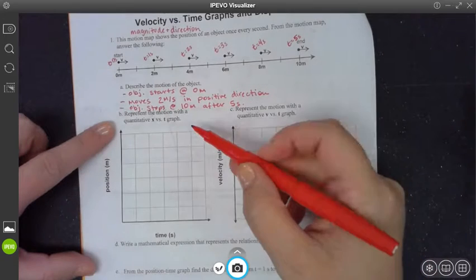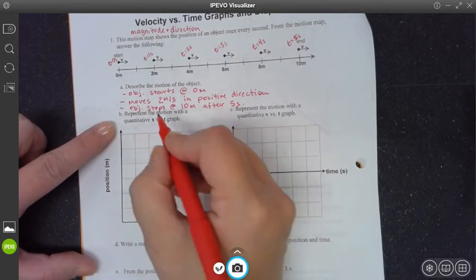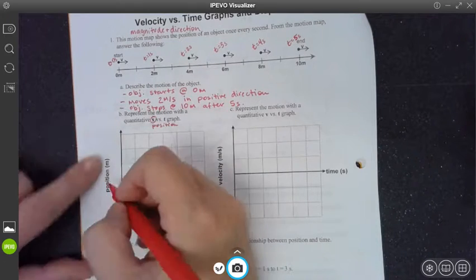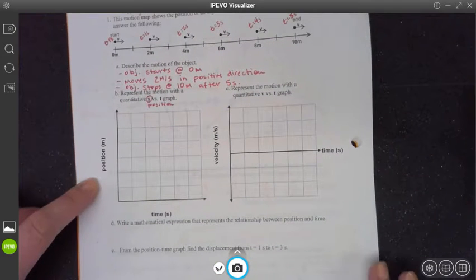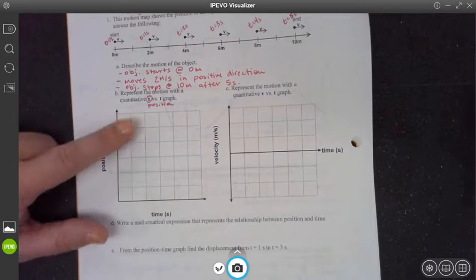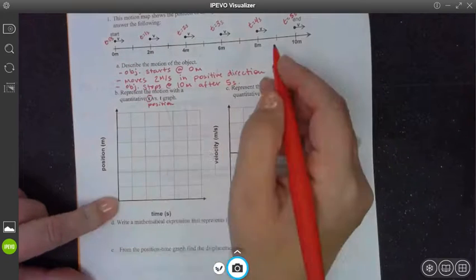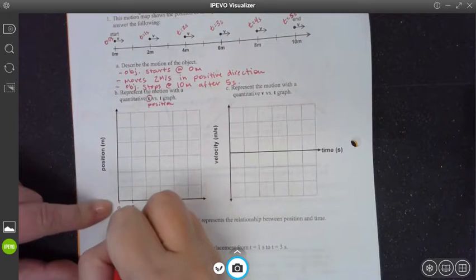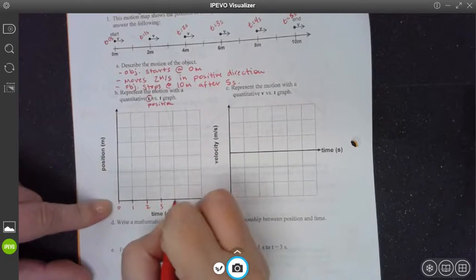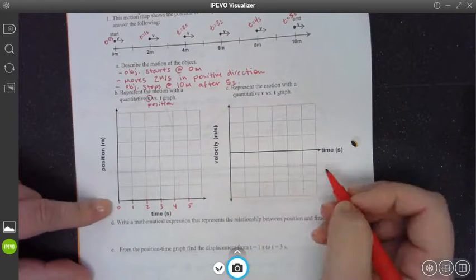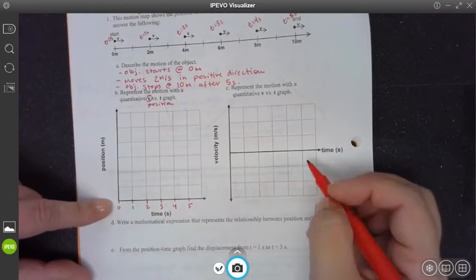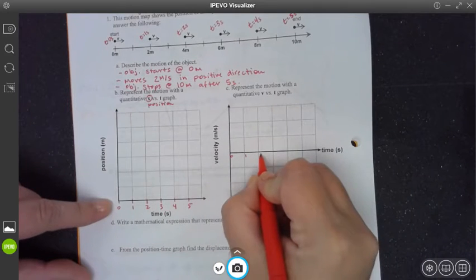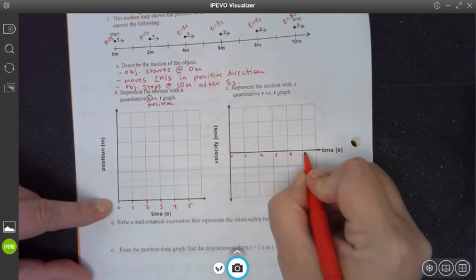All right, so next we're going to represent that motion with a position versus time graph. Remember, when you see this X, that means position. That's why it's over here, position. So first thing we need to do is decide how we're going to spread out our axes. I think with only 5 seconds of time, we can just go across here one for one. 1, 2, 3, 4, 5. Yep. 1, 2, 3, 4, 5. I like to go ahead and set up the next one too, if I can. So here I'm going to mark these 0, 1, 2, 3, 4, 5.